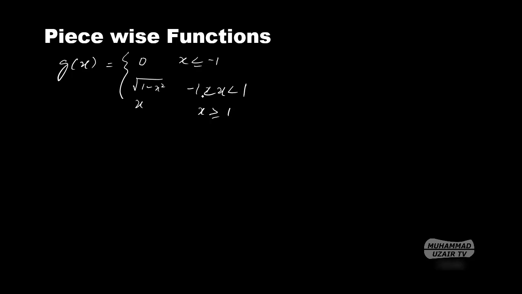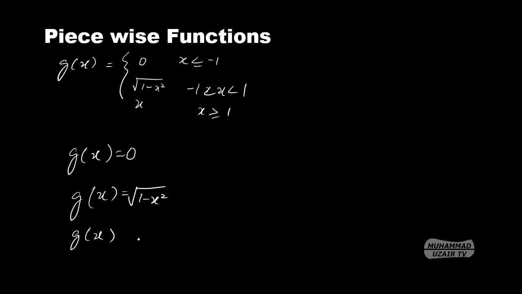Let's try to solve each function separately. So g of x is equal to 0, g of x is equal to the root of 1 minus x squared, and g of x is equal to x. This will be for x less than or equal to minus 1, minus 1 less than x less than 1, and x greater than or equal to 1.